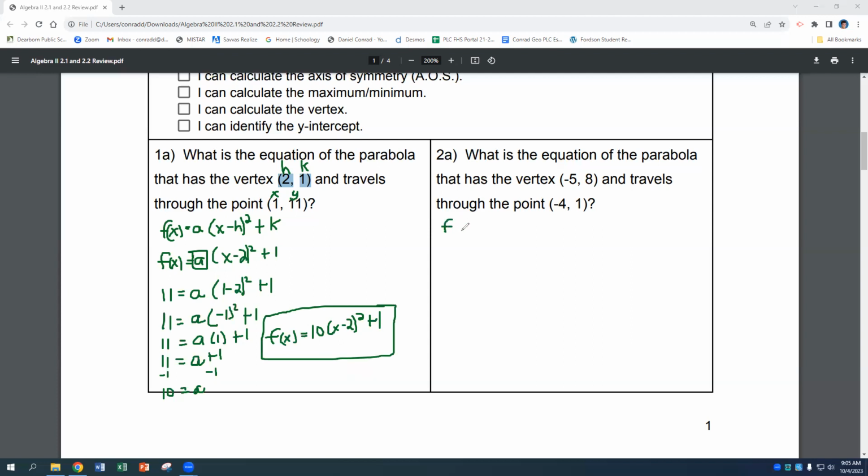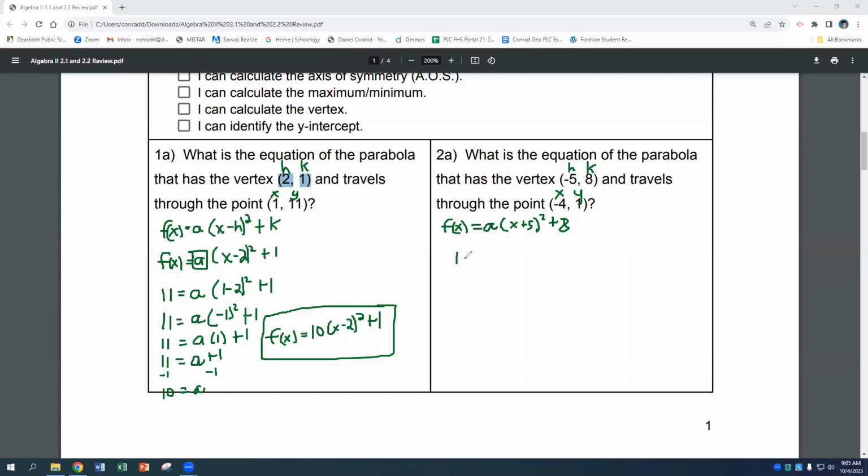Okay. The next one, we're doing the same sort of idea here. f of x equals a, and then I substitute in my h and my k. It's going to be x minus negative 5, which becomes x plus 5, squared, and then plus k, so plus 8. Then I'm going to substitute in negative 4 for x and 1 for y because it's traveling through that point. That point is on the graph. It's part of the equation.